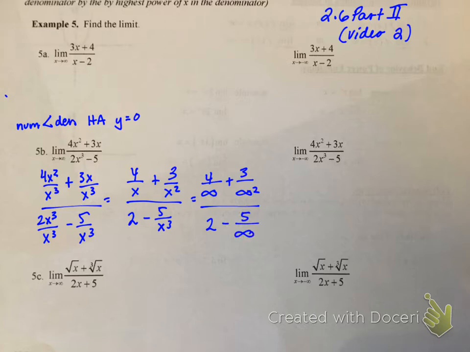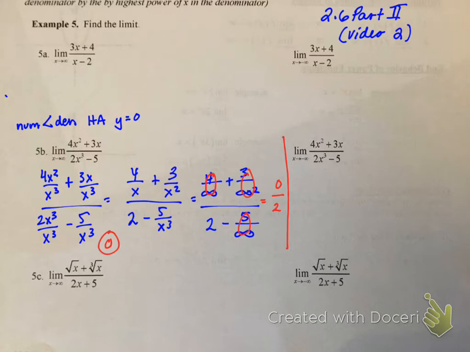And remember we said when we had a number over a very, very large value, it goes to 0. So 4 over infinity is 0, 3 over infinity squared is 0, and then 2 stays alone, and 5 over infinity is 0. So basically now I have 0 over 2, which is 0. So the limit as x is approaching infinity is 0, and we kind of figured that out by looking at the horizontal asymptote. So let's look at the second one.